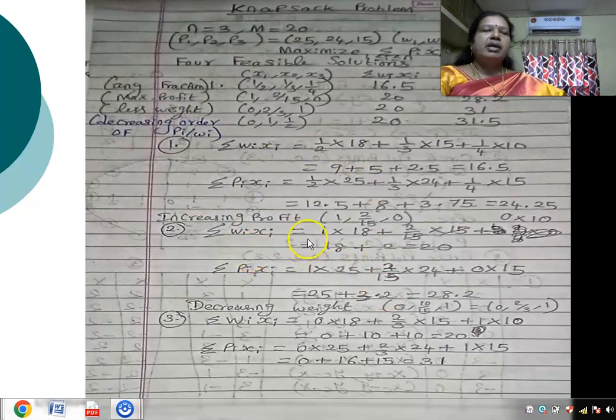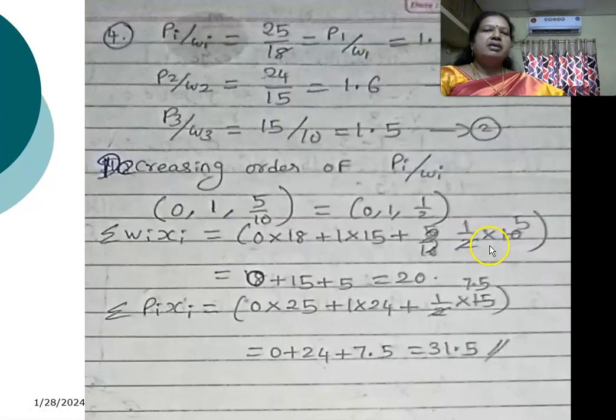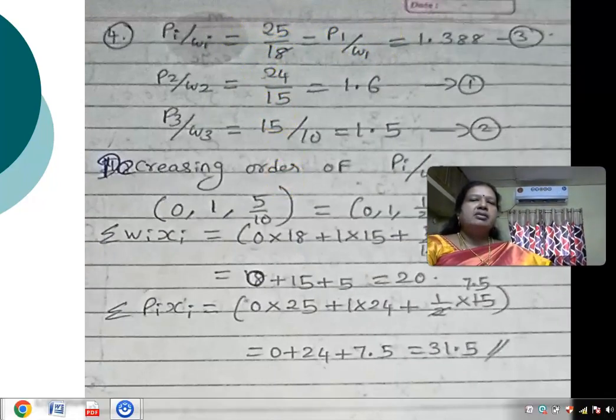So I am going to arrange the objects in the order of PI by WI. So PI by WI for all the 3 objects I am calculating. So first I have to again sort it out. So first 1.6 for the second object. So the second object I have to place first, and next the third, and finally only the first object. If we arrange the objects in this order 2, 3, 1, then I will get the optimal solution.